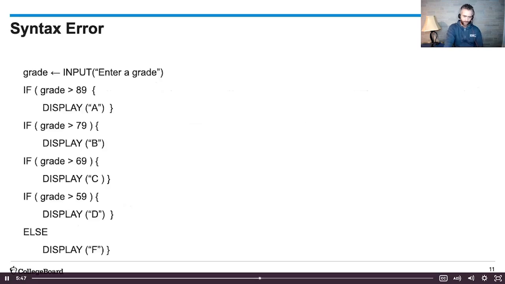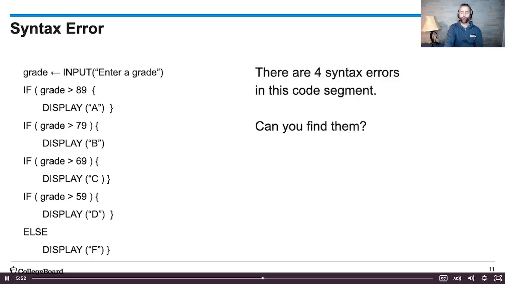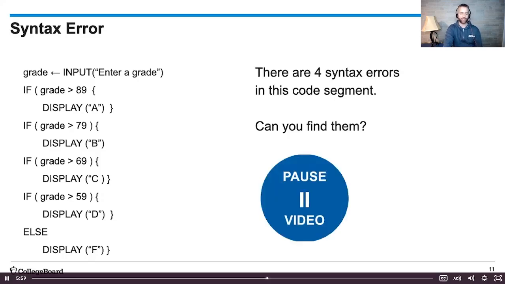Now, take a look at this program. All right. There are 4 syntax errors in this code segment. Can you find them? Go ahead, pause the video and see if you can find the 4 syntax errors.